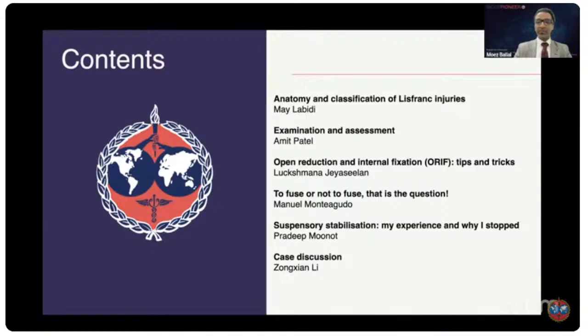So without further ado, we will start with the first topic, which is anatomy and classification of Lisfranc injuries by Labidi.